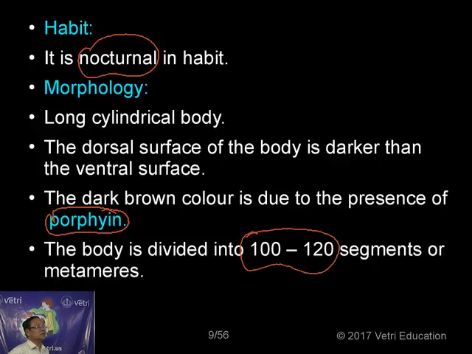As I mentioned earlier, the body is divided into 100 to 120 segments, and these segments are called metameres. You know the meaning of metamerism: the linear division of the body into many segments, and all the segments are alike, having all the representative parts of the systems. That phenomenon is called metamerism. So the segments formed by metamerism are called metameres. Now remember that the dark brown color of the skin on the dorsal side is due to the presence of porphyrin pigment.